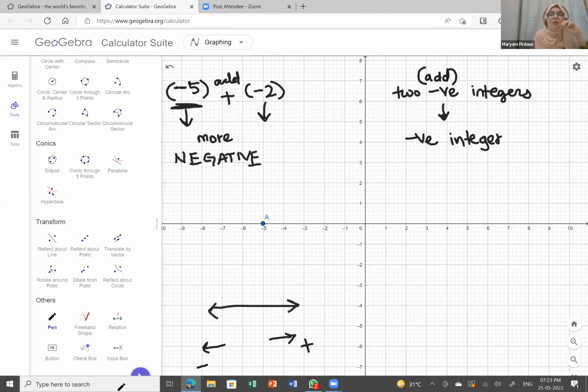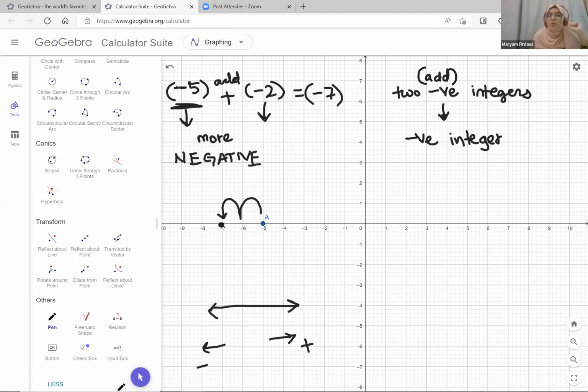Okay. So when we're adding something negative to it, we move to the left. I'm adding -2, that means I move 2 spaces to the left. This is 1 space to the left and another space. -7, right? So this is equal to -7. So now we have got our -7.